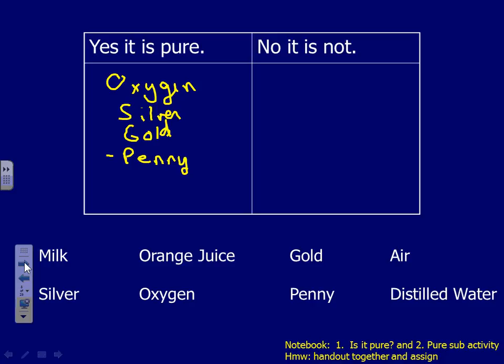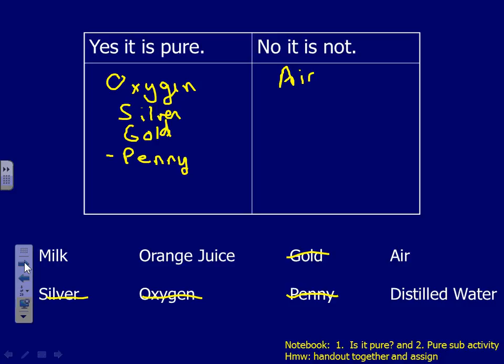Good. So what are we going to do? We got rid of this guy. We got rid of this guy. We got rid of this guy. We got rid of this guy. Good logic. Anybody else? Anybody else? I'm going to get a name there. It's Cade. What do you think, Cade? Air is not a pure substance. Correct. That means air is a mixture.